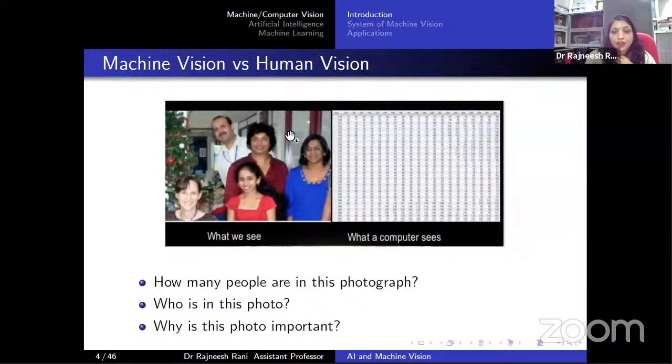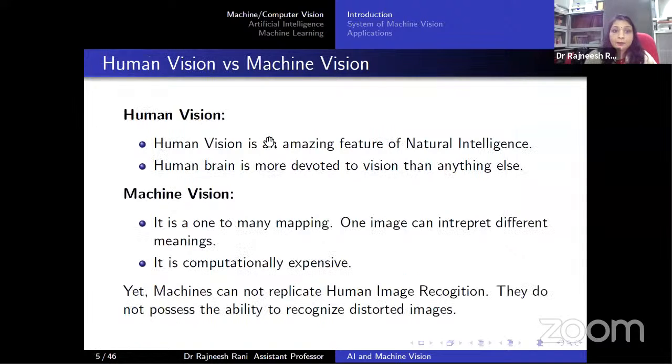The computer will see only these numbers, because whenever any picture or image is stored in the system, it is stored only in the form of gray levels or red, green, blue values. So the computer sees only the components of these red, green, and blue colors. So how can a computer understand this image as a human can? There are many difficulties if we compare human vision and machine vision.